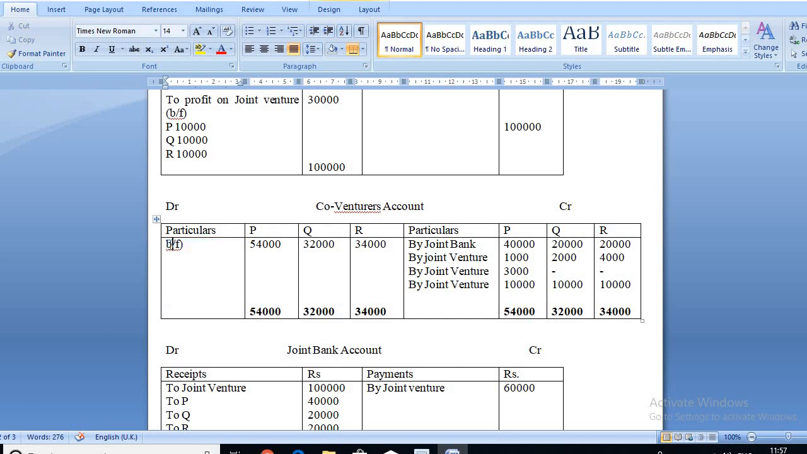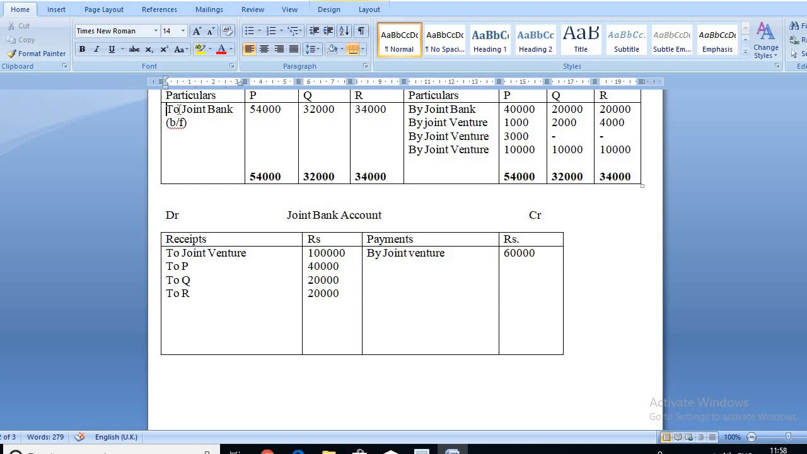So this is the final settlement made to P, Q and R. Who will make a settlement? The joint bank. To joint bank. The co-venture account is over, but every transaction has two aspects. So one aspect is over, that is 54,000, 32,000 and 34,000 is debited in co-venture account. So here joint bank is credited. So in joint bank account, credit side, to P account, to Q account, then to R account. So how much? P 54,000, Q 32,000 and R 34,000. Now make a balance of joint bank account.